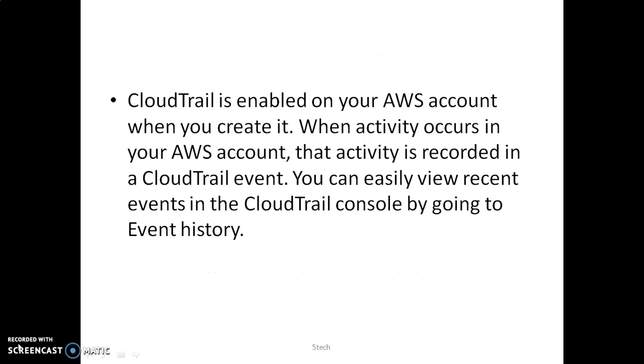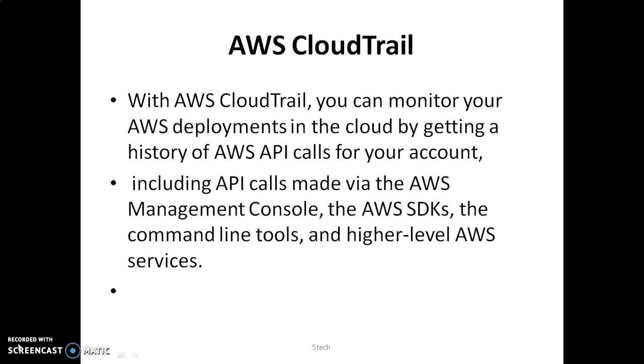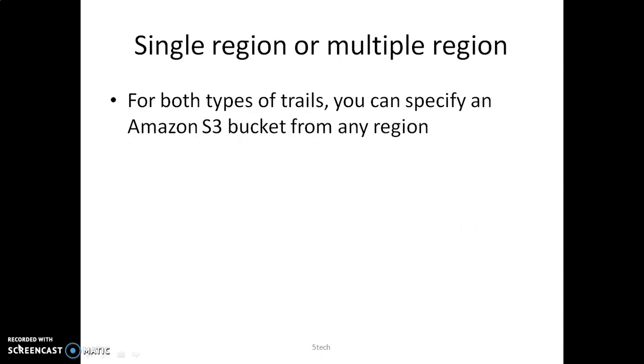CloudTrail is enabled on your account when you create it. When activity occurs in your account, it's recorded in a CloudTrail event. You can easily view recent events in the CloudTrail console by going to Event history. With AWS CloudTrail, you can monitor your AWS deployments in the cloud by getting a history of AWS API calls for your account, including API calls made via the AWS Management Console, the AWS SDKs, the command line tools, and the higher-level AWS services.